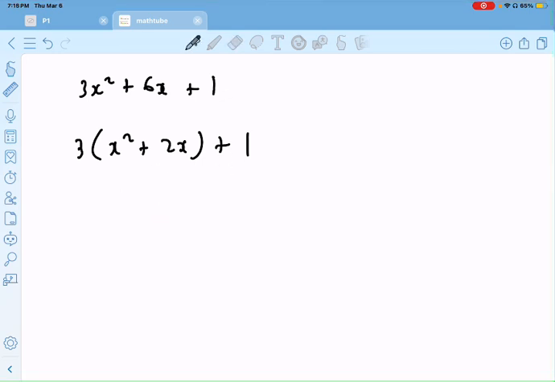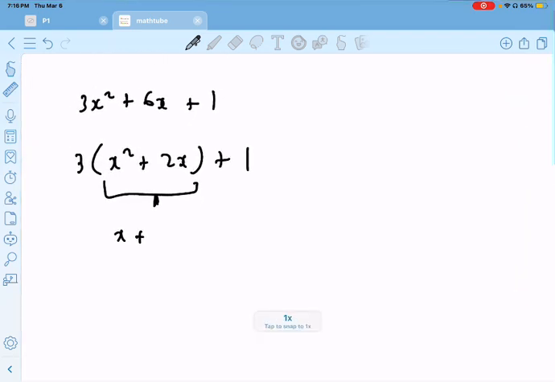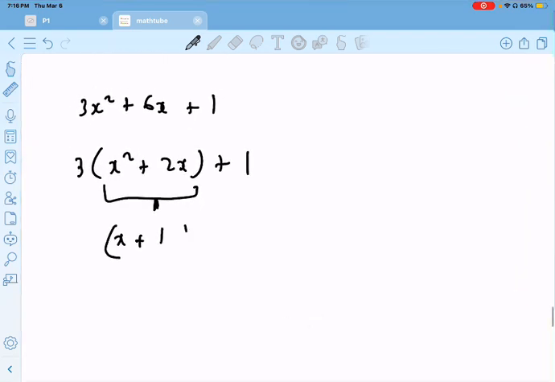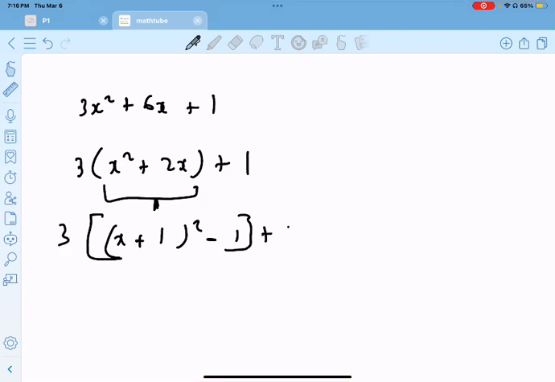So how do we do this now? We will basically do our normal method here. So it'll be x plus, b is equal to 2, so b over 2 is 1. So it's going to be x plus 1 squared minus b over 2, 2 over 2, 1 squared again, which is just 1. This is going to be in the brackets, and then 3 is going to be here. Plus 1 is going to be outside.